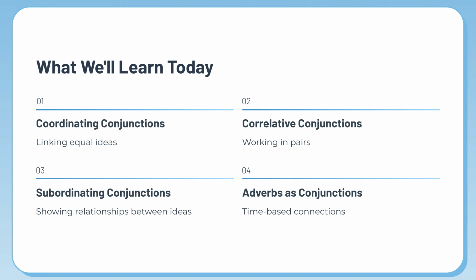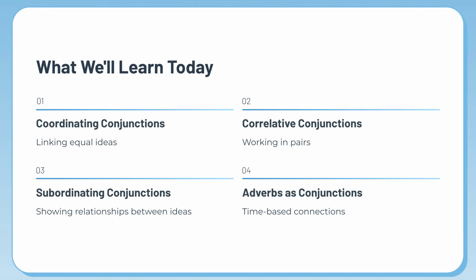By the end of this lesson, you'll know: 1. How to use coordinating conjunctions to link equal ideas. 2. How to use correlative conjunctions that work in pairs. 3. How to use subordinating conjunctions to show relationships. 4. And how some adverbs can also act as conjunctions.